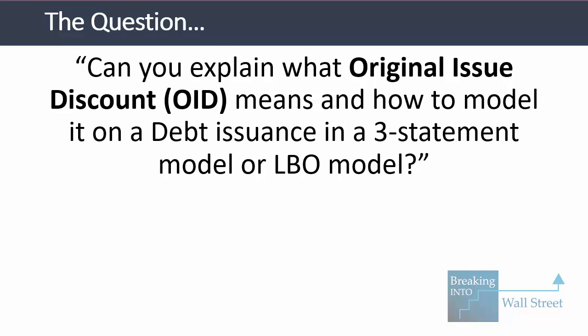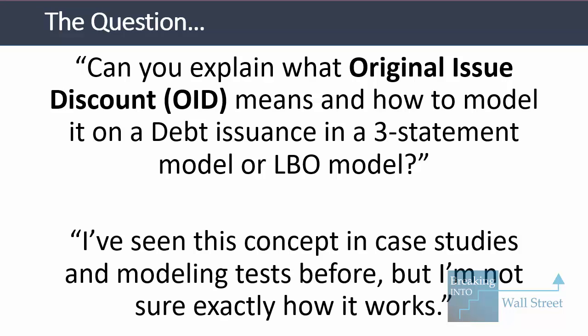So we actually get a lot of questions about this topic, and the typical question goes something like this. Can you explain what original issue discount, or OID, means and how to model it on a debt issuance in a three-statement model, or LBO model? I've seen this concept in case studies and modeling tests before, but I'm not sure exactly how it works.